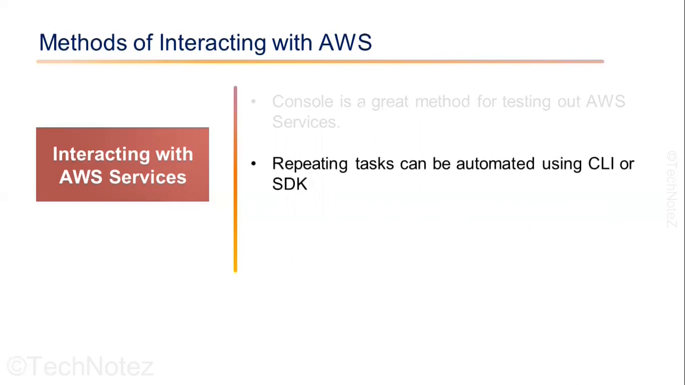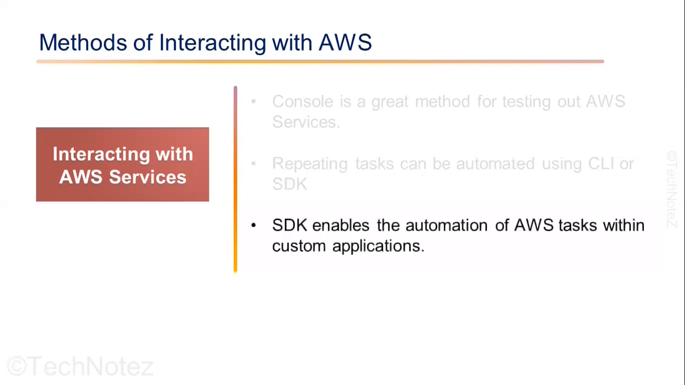If we require a person to log in to the browser to perform a repeated task, that can be very cumbersome. And if you need to do the repeated task continuously, that becomes a great choice for automation. Both CLI and SDK can enable that automation. SDKs enable the automation of AWS tasks within custom applications. So if you have a custom application that you are running on the AWS platform and you want the application to interact with the AWS services, the SDK becomes a great choice for that.